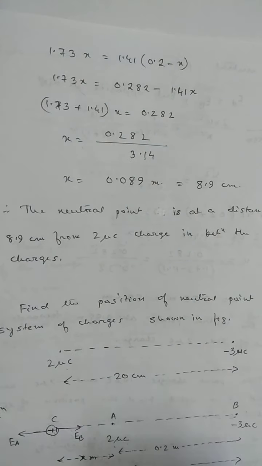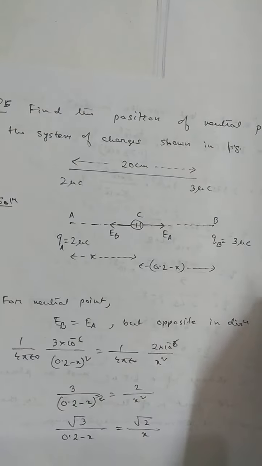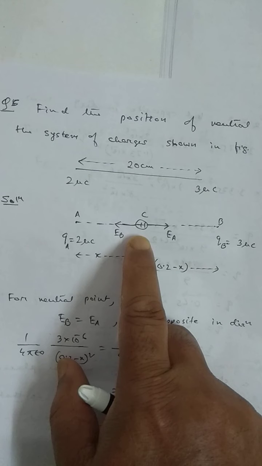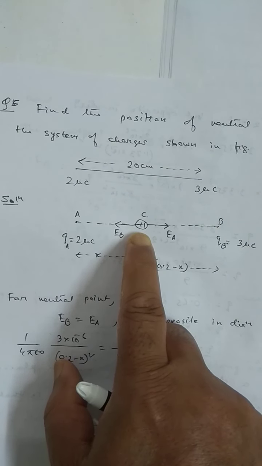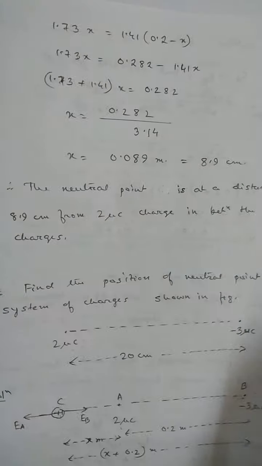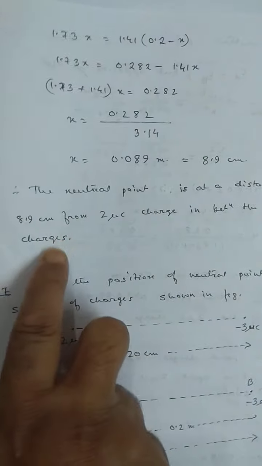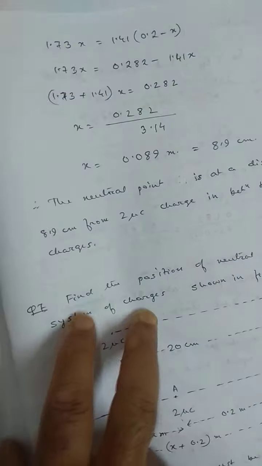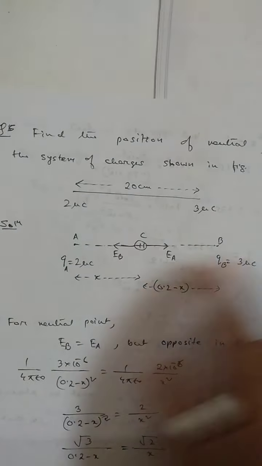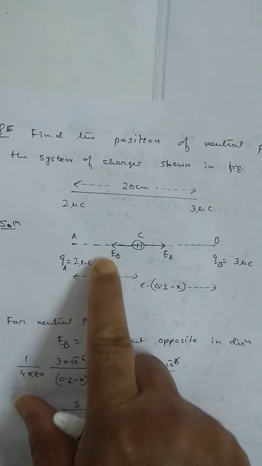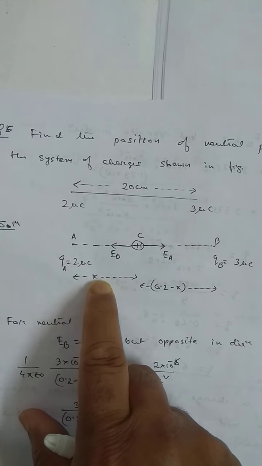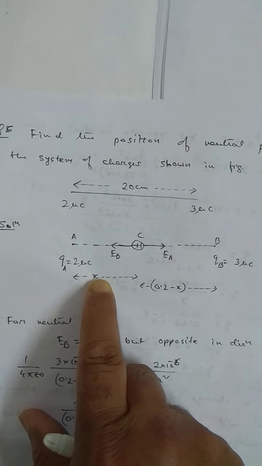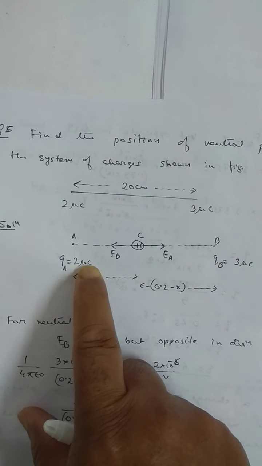That means when the charges are like charges, then the neutral point is at a distance of 0.089 meter or 8.9 centimeter from the charge of 2 microcoulomb. Why? Because I take x as the distance from the charge of 2 microcoulomb.